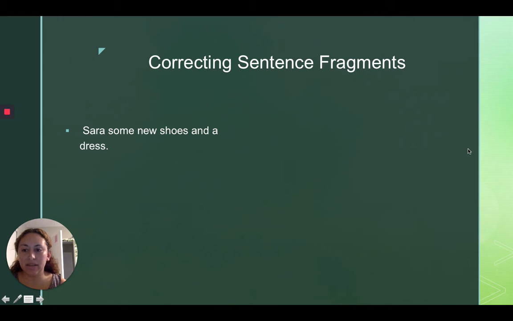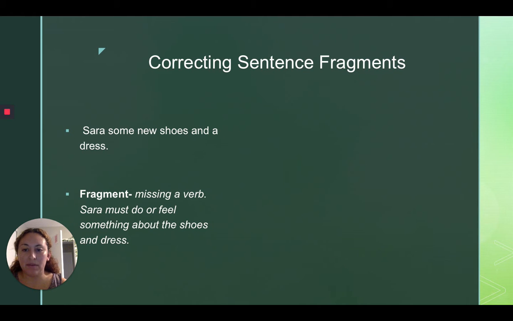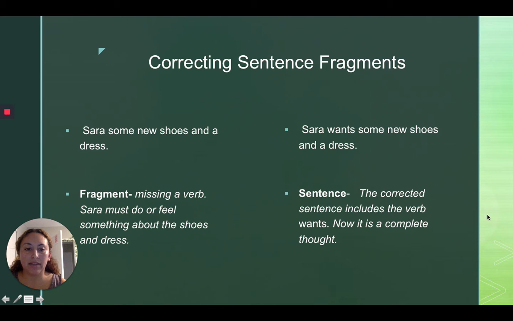Let's look at another example. Sarah, some new shoes and a dress. It's a fragment because it's missing the main verb. What did Sarah do? Or what's the verb? In this case, Sarah wants some new shoes and a dress. And that's a correct sentence that includes the subject, Sarah, the main verb, wants, and the remaining of what she wants, some new shoes and a dress.